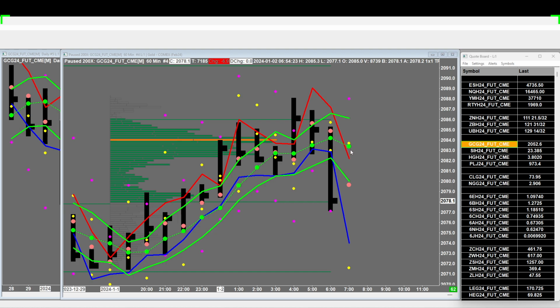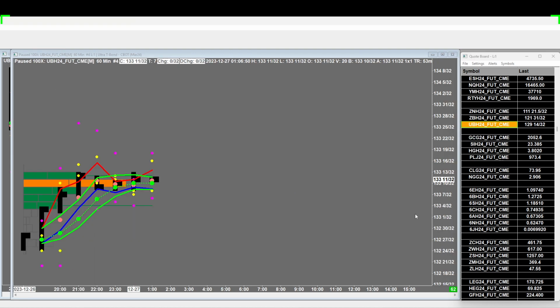So let's go ahead now and find an example together of a market that's actually trending up nicely and consistently and is going to stay trending. And we'll take a look at the volume profile in that instance. All right, guys. So in this example, we're going to look at the ultra bonds.